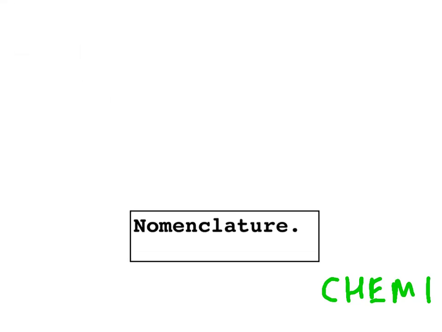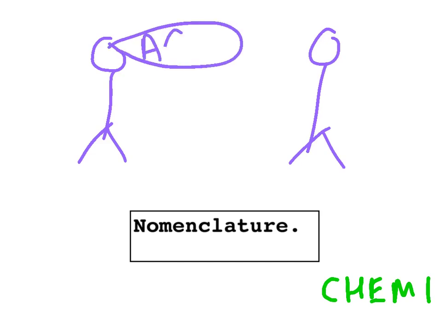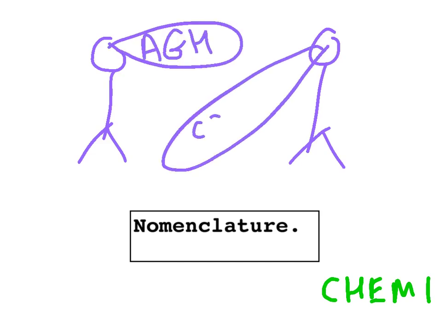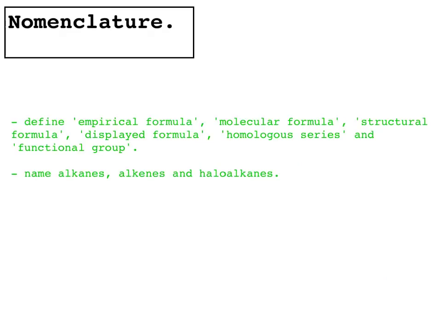In this video, you'll be revising nomenclature. So our aims for this video are to define a number of different phrases. We've got empirical formula, molecular formula, structural formula, displayed formula, homologous series, and functional group, and also to be able to name any alkane, alkene, or haloalkane that an exam might throw at you.